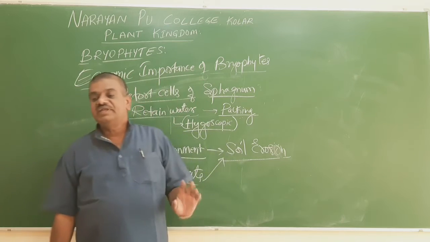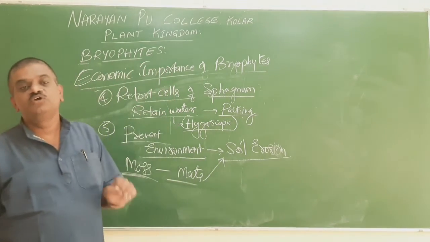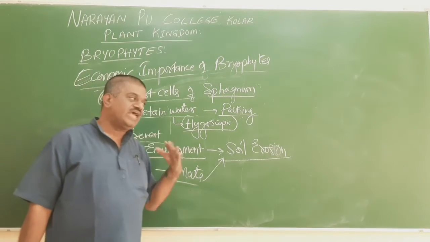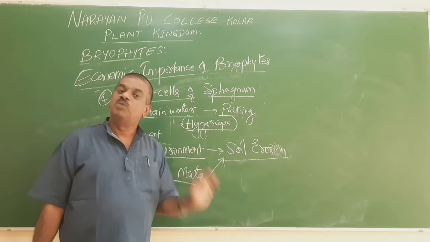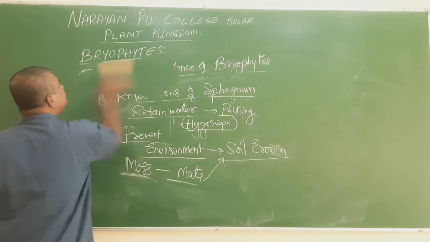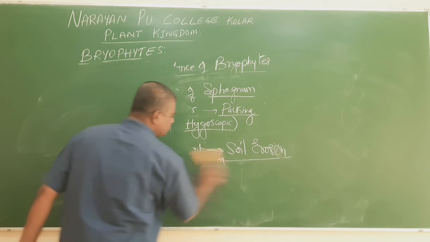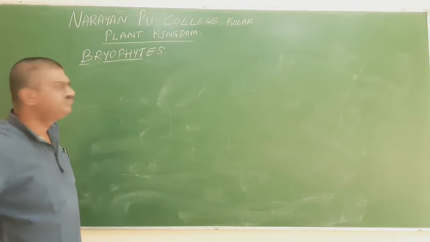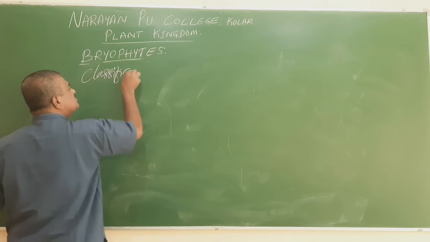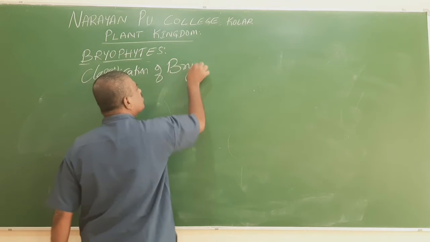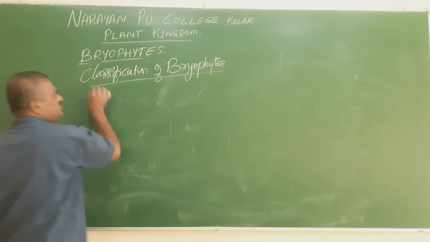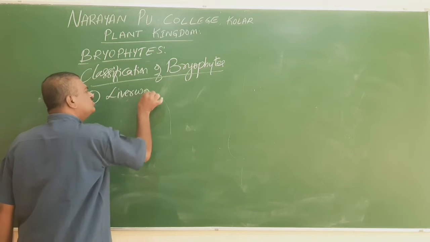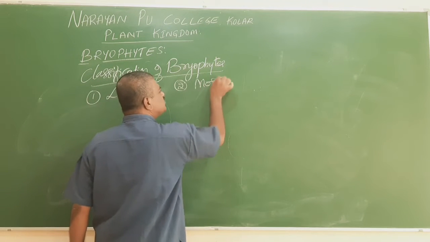Now we are going for the next one called classification of bryophytes. Here the bryophytes are classified into two divisions. One class is called liverworts and the other one is called mosses. So we go one after the other. Classification of bryophytes. They are classified into two types. The first one is called liverworts and the second one is called mosses.